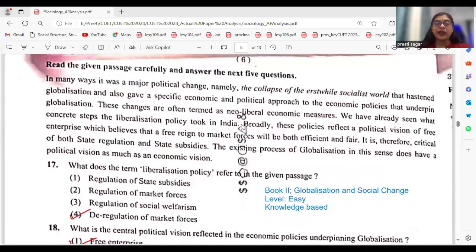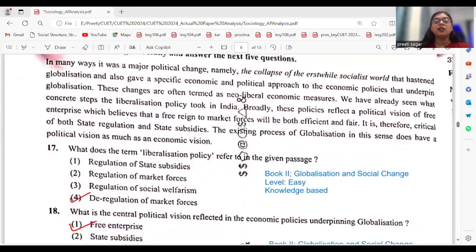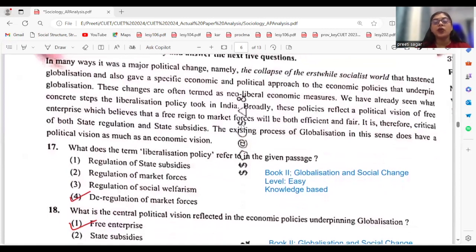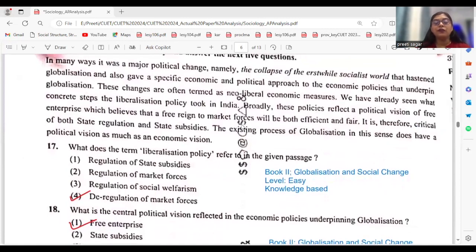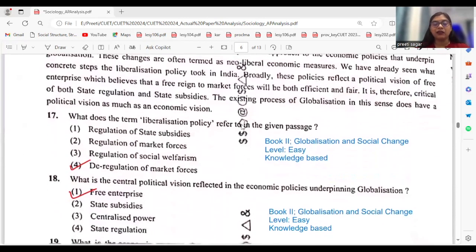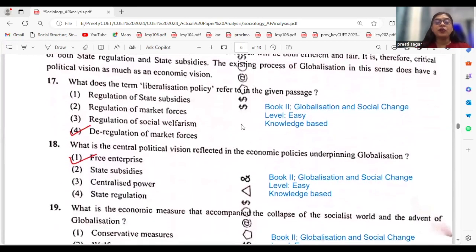Now, passage-based questions. This passage has been given from the Globalization chapter, which is chapter 6 of book 2. The question is, what does the term liberalization policy refer to in the given passage? So here, if you see, what happens in liberalization, regulation doesn't happen, right? There is no regulation in any of the terms. So option 4 is the right answer. That is deregulation of the market forces. So market free flows, right, in the liberalization policy. Option 4 is the right answer.